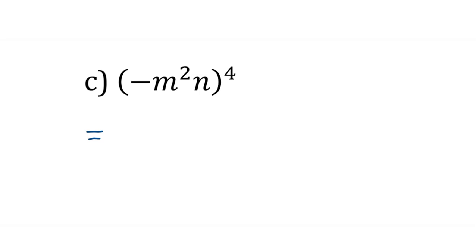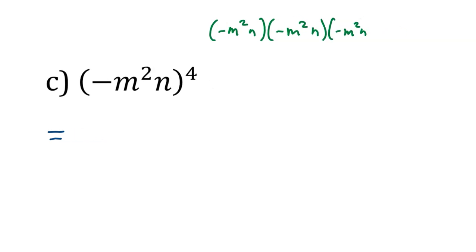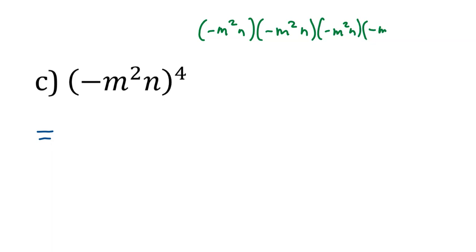Well, yeah, that's true, but this is in brackets. So when I multiply it out 4 times, this is like negative m squared n. You don't have to write this down. You can just watch if you like. Like, that's what that means, right? This monomial raised to the exponent of 4 means multiplying it 4 times.